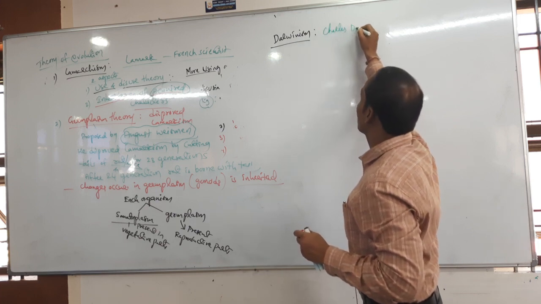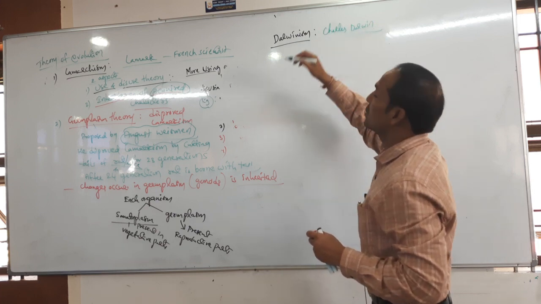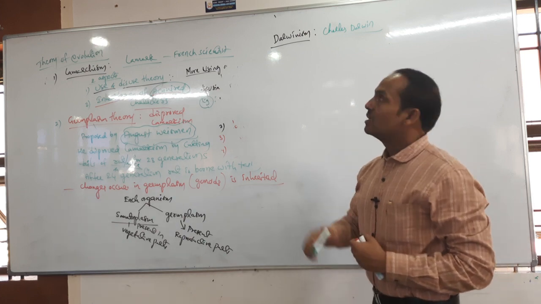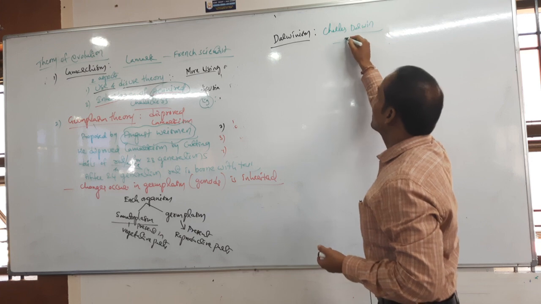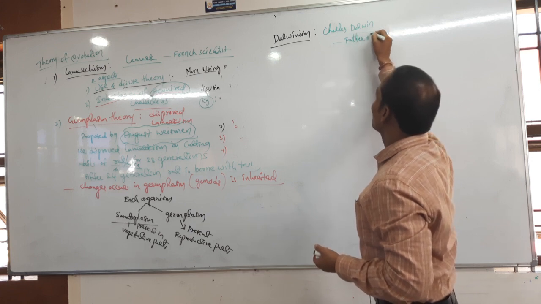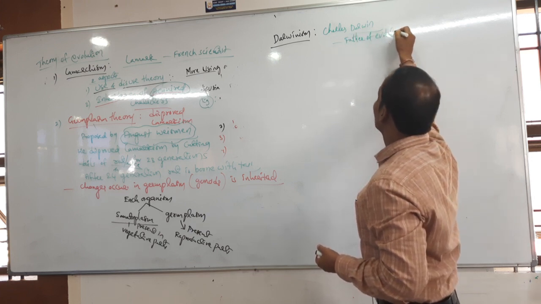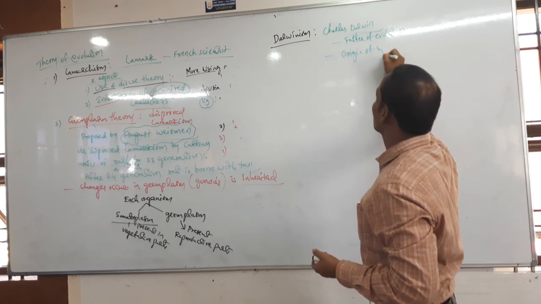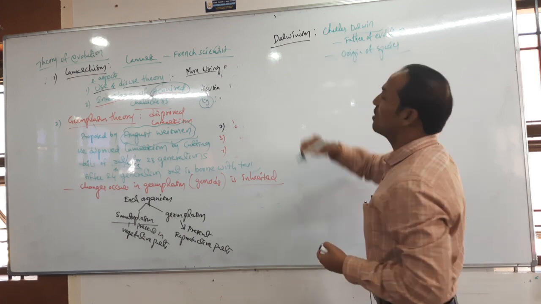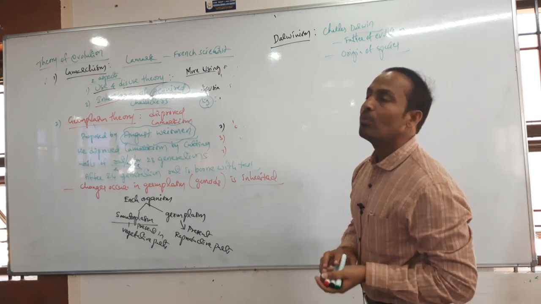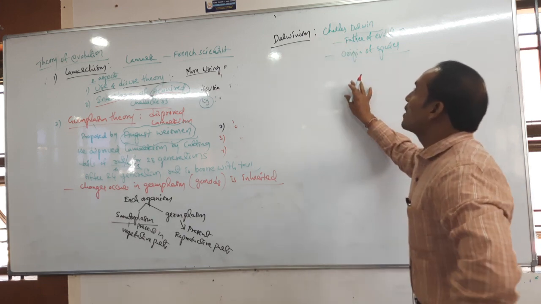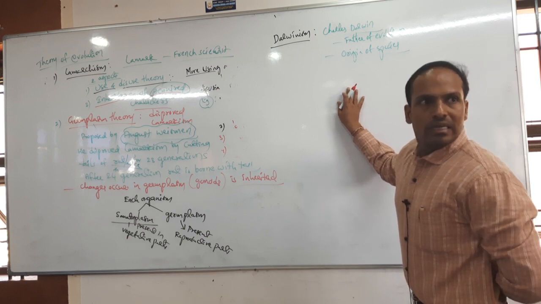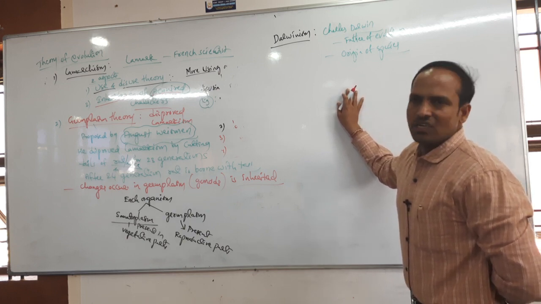Charles Darwin is a British naturalist. He alone is called the father of evolution. He wrote one book also, Origin of Species. Is it Origin of Life? No, that is by Oparin. Okay now, so Charles Darwin did not believe in special creation.